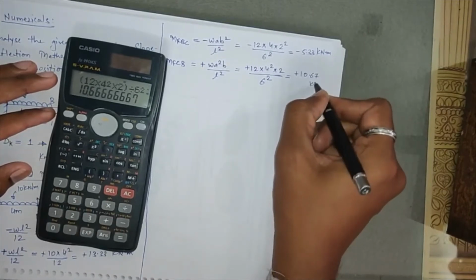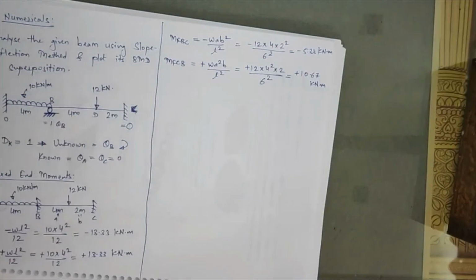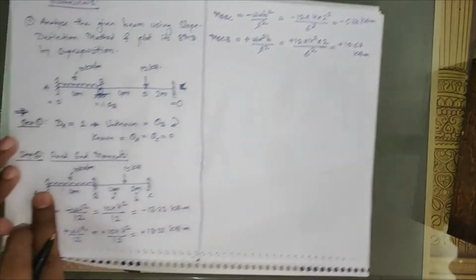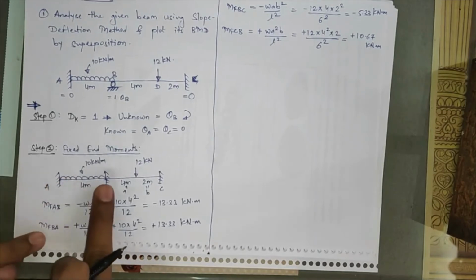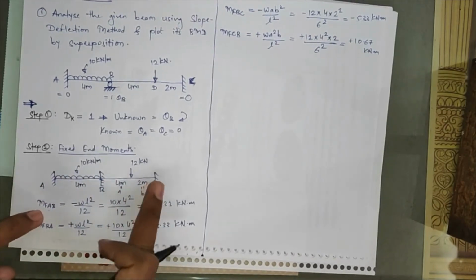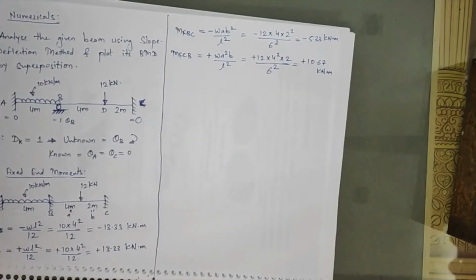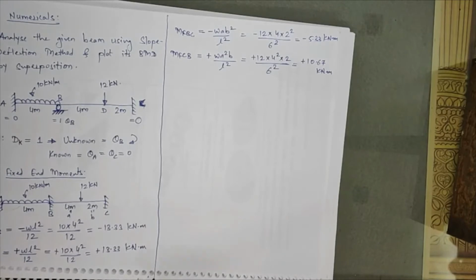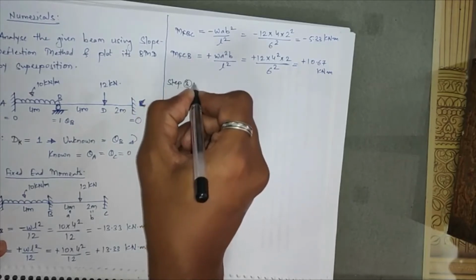10.67 kilonewton meter. So these are my fixed moments over there, that is at joint A, MFAB, at joint B for member BA, that is MFBA, at joint B for member BC, that is MFBC, and at joint C for member CB, that is MFCB over there. So this will be my step number 2 there. Okay. Now next we'll go for step number 3.